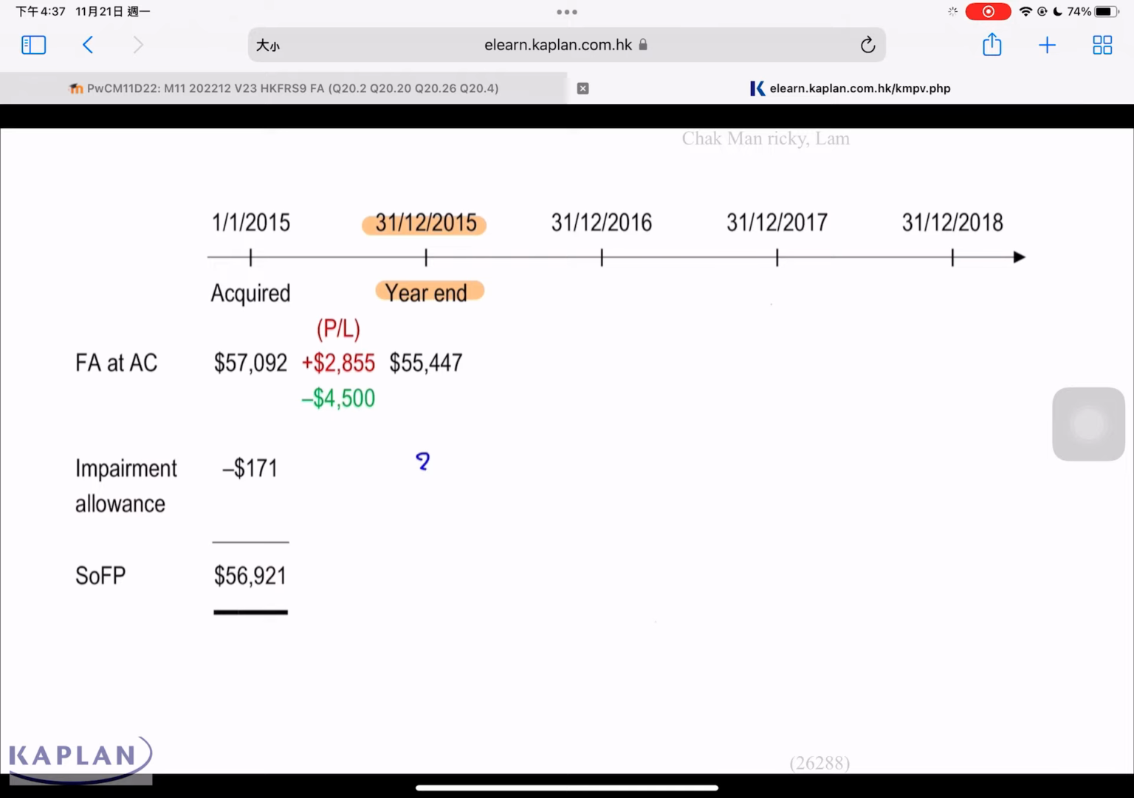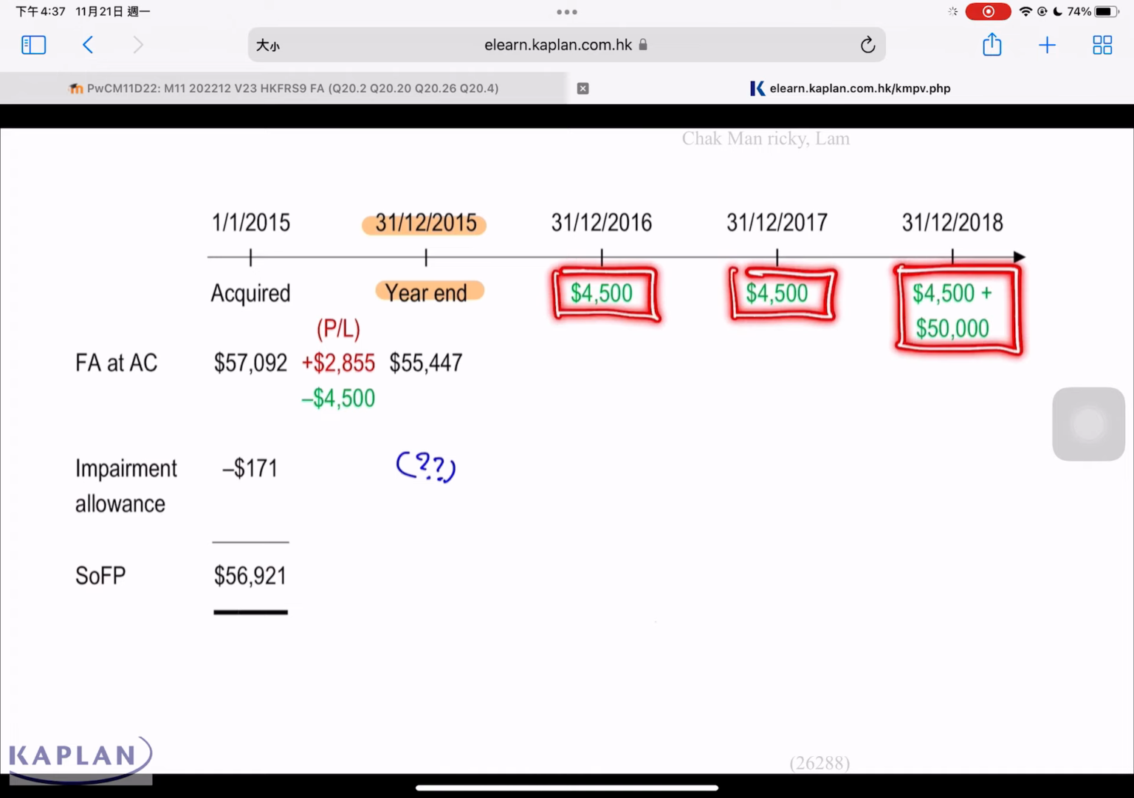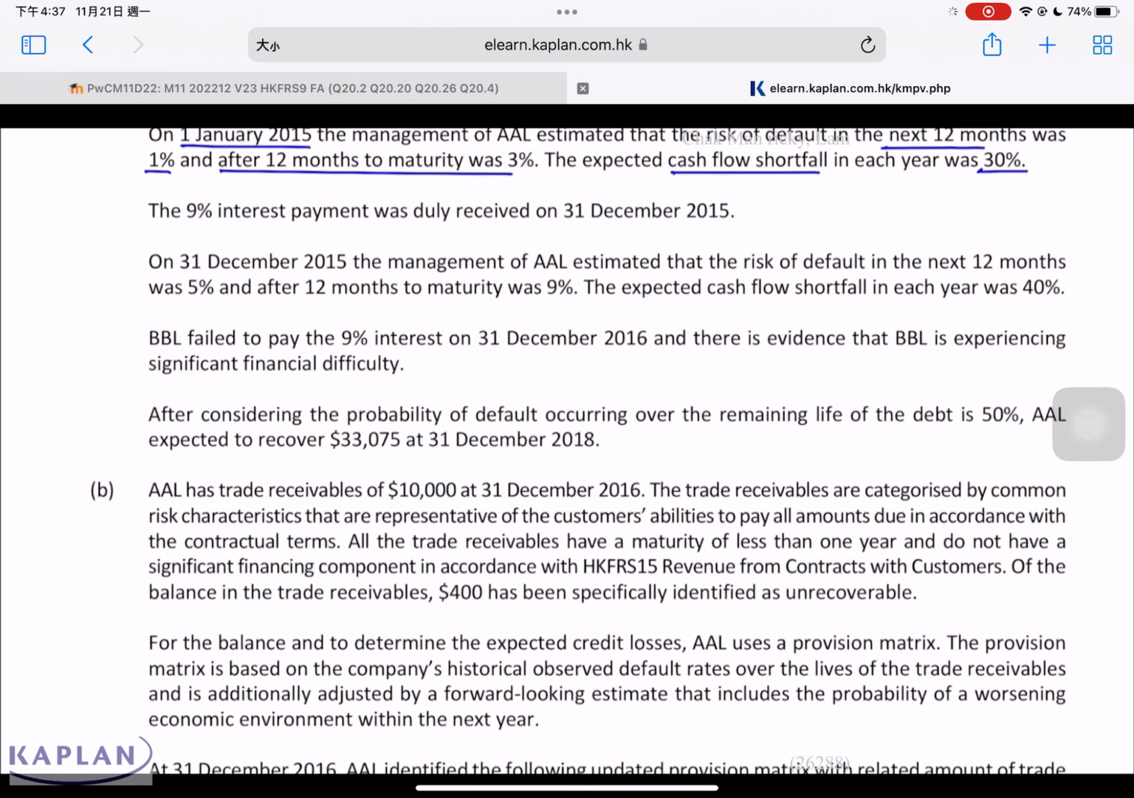Next item we look at is the impairment allowance. We have to calculate this amount again. We have to go through the entire process again. Contractual cash flow. How much of these can we not receive for the next 3 years? Expected cash shortfall. On 31st December 2015, the management of AL estimates the risk of default over the next 12 months will be 5%. After 12 months, it's another 9% chance. If there's a default, this is the amount that we cannot receive. It equals 40%. We call this the expected cash shortfall.